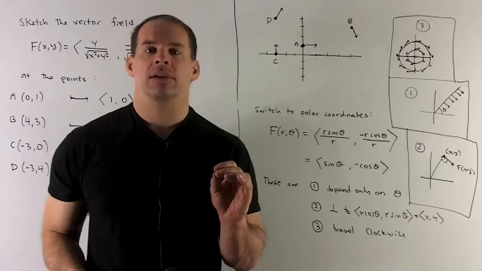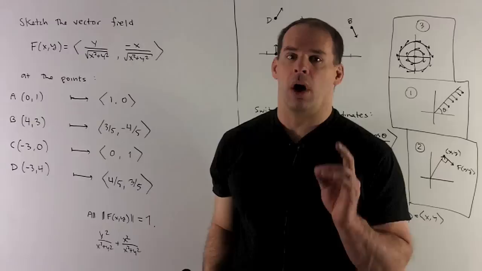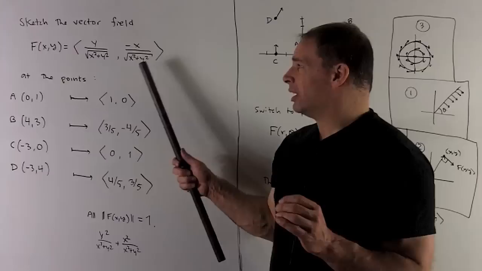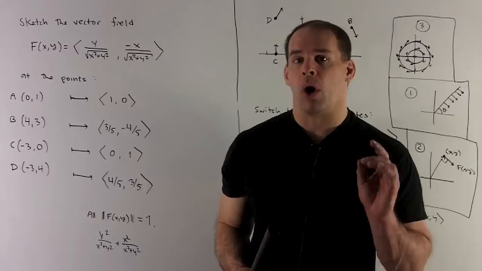So let's take a look at some things about our vector field here. First thing you'll note, if you take a look at all four of these, the length is always going to be equal to 1. So these are always going to be unit vectors. Okay, that's not a surprise. If you look at your function, you take the square of each and add them together, you're going to wind up with (y² + x²) / (x² + y²). That's going to give us a 1 no matter what you put in for x and y.